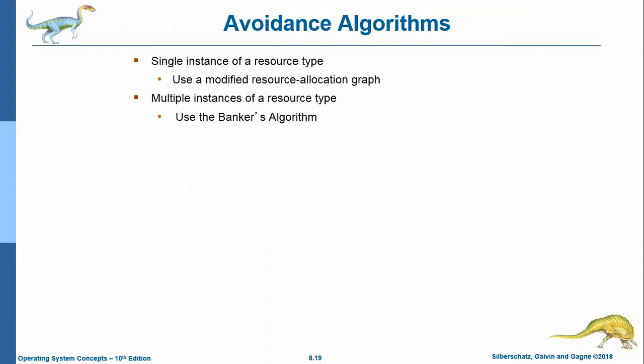The algorithms that work in case of a single instance of a resource type. If every resource type has a single instance, this means that there is only one printer, there is only one tape drive or one disk drive in the system. That is, every resource type has only a single instance. In that case, we will use a modified resource allocation graph. However, if there are multiple instances of a resource type, then we will use Banker's algorithm.